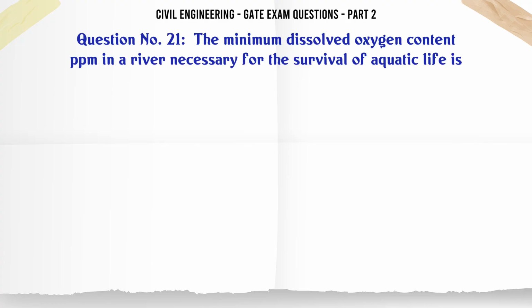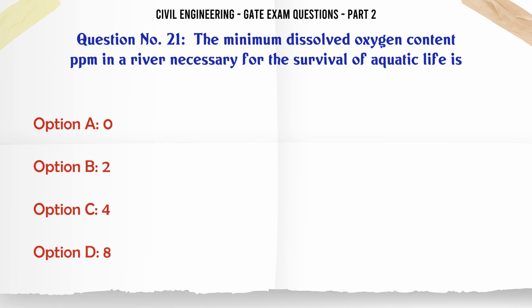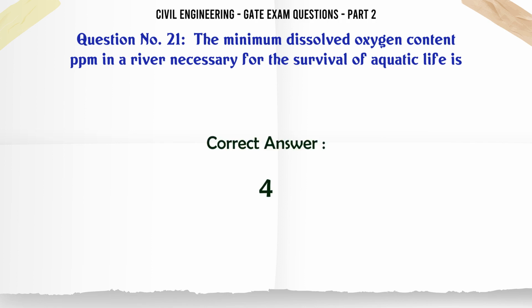The minimum dissolved oxygen content in ppm in a river necessary for the survival of aquatic life is A. 0, B. 2, C. 4, D. 8. The correct answer is 4.